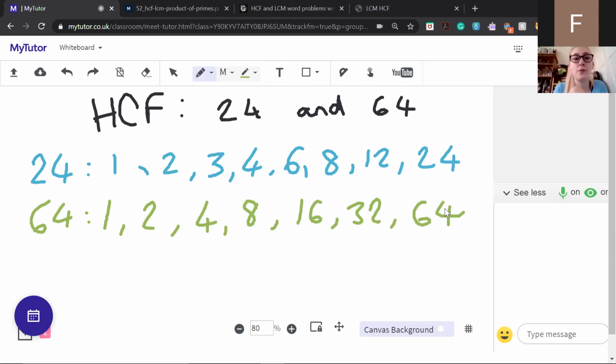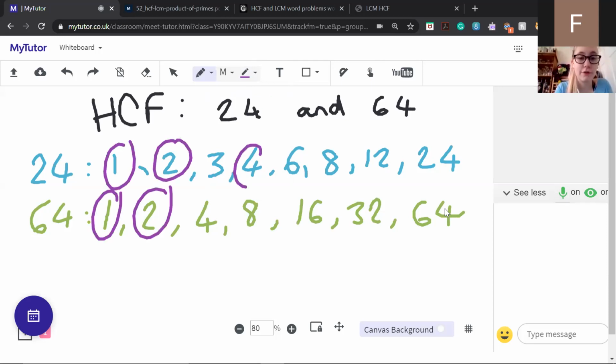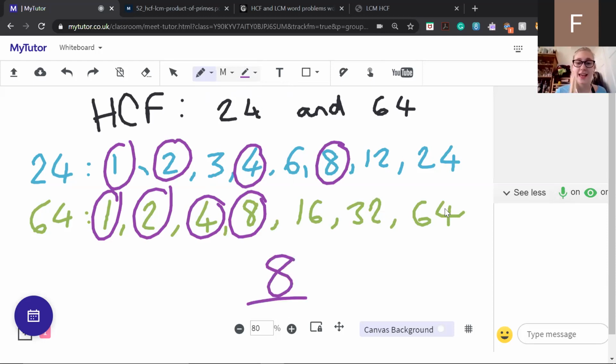And now we circle the ones that are common. So these both have a 1, they both have a 2, they both have a 4, they both have an 8, and nothing else is common. So what's the highest of those? 8.